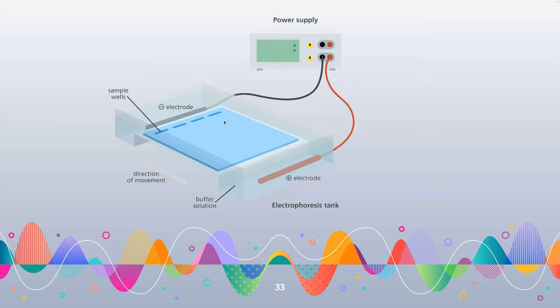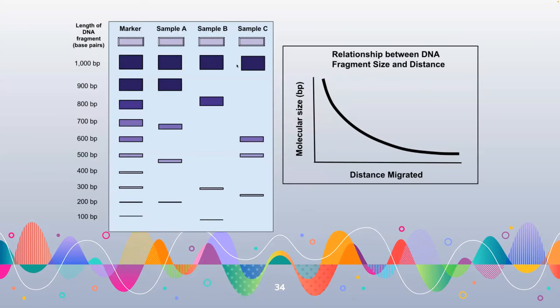The bigger fragments will move slower and will not move as much, while the smaller fragments will move quite far and move very fast. Over here, this is what the sample looks like. First, as you can see, the really big ones are closest to where the wells are, while the really small ones are the farthest from the wells. So the bigger ones will be slower and closer to where the samples are initially put, while the smaller ones will travel the fastest and the farthest away.